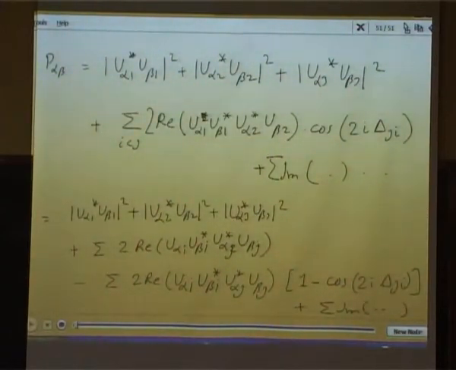I use a trick similar to the one I used before. See this part, cos 2 pi delta ij, I separate it into 1 and 1 minus cosine. And that's because I know that 1 minus cosine will give me sine square. So this was a trick. Once I do that, I can combine these two lines. So can you see what these two lines give me? The first two lines.